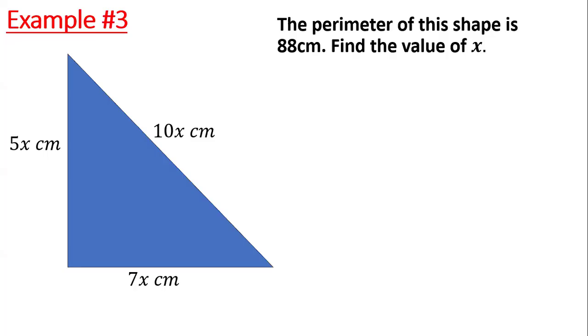Go ahead. You see my answer? Yes, I see it. Amari King. Where's Amari King? Yes, sir. Read the question for me, please. The perimeter of this shape is 88 cm. Find the value of x. Very good. So put your answer inside the chat for me, please.